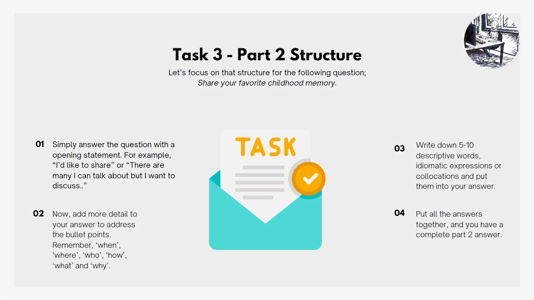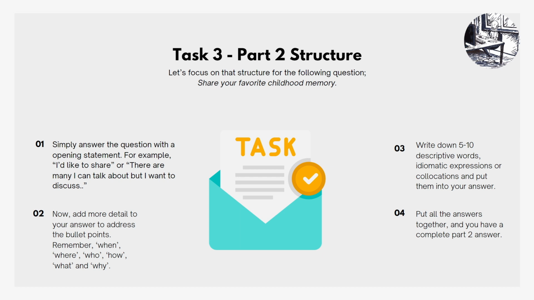Now let's focus on doing the part 2 structure. This is task number 3. Please read the question on your screen. Share your favorite childhood memory. Now once again, I want you to not just answer the question, but think about the structure as you do the question. So first of all, start off by simply answering the question with an opening statement. For example, "I'd like to share," or "There are many I could talk about, but I want to discuss." This is a really good opening line for part 2.